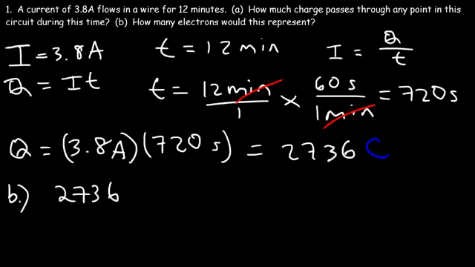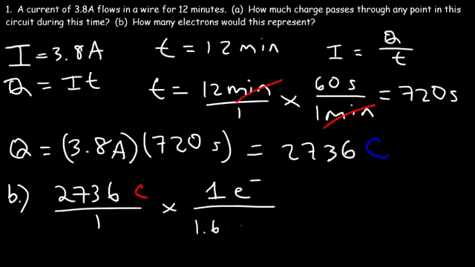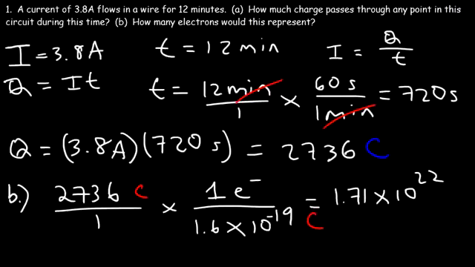Let's start with this number. Now it turns out that one electron has a charge of 1.6 times 10 to the negative 19 coulombs. We won't have to worry about the negative sign. So if we divide these two numbers, 2736 divided by 1.6 times 10 to the negative 19, this will give you the number of electrons. And so that's going to be about 1.71 times 10 to the 22 electrons. So keep in mind, the amount of charge is proportional to the number of electrons. So that's it for this problem.